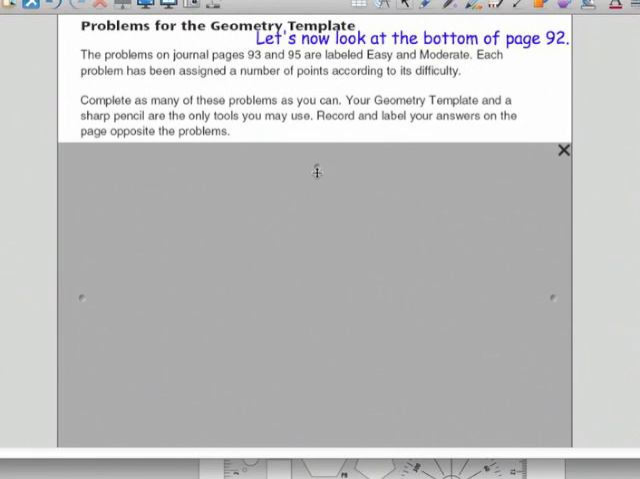Kind of play a little game today. It says, complete as many of these problems as you can. Your geometry template and a sharp pencil are the only tools you may use. Record and label your answers on the page opposite of the problems.